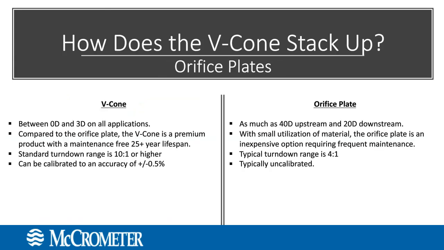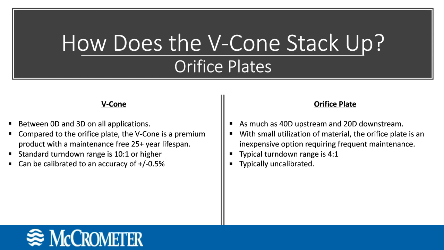Now I'm going to take a look at some of the other technologies in the DP field that are very similar to the VCone. The first and most obvious is going to be the orifice plate. So the real key difference here is that the VCone does not have any need for a lot of straight run. 0 to 3 diameters at the maximum, whereas with orifice plates, you're going to be looking at somewhere between 40 diameters upstream and 20 diameters downstream. So significant amounts of straight run required.